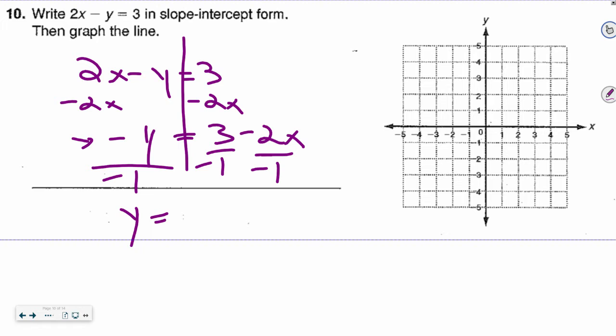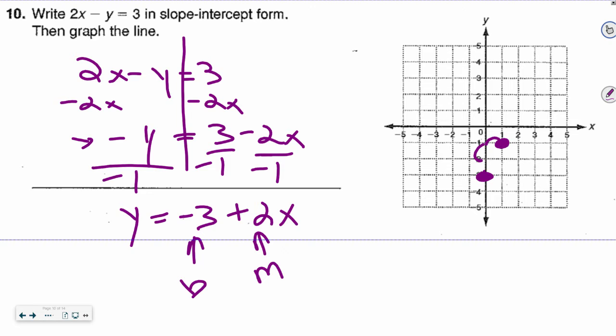I'm left with y equals 3 divided by negative 1 is negative 3. A negative 2 divided by a negative 1 is a positive 2x. And I can graph it right from here. So this number without an x is my b, this is my m. So what I'm going to do is start at negative 3, and go up 1, 2, and over 1. And I can continue that, up 2, over 1. And I'm going to draw my line here. And that's how you solve when it's given in standard form.